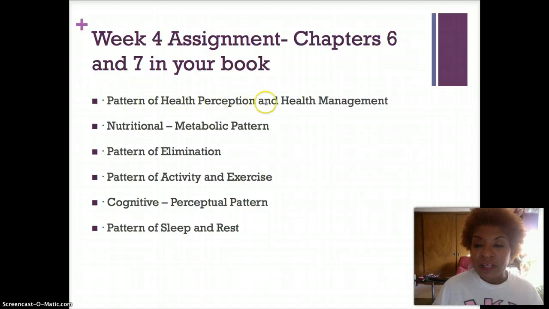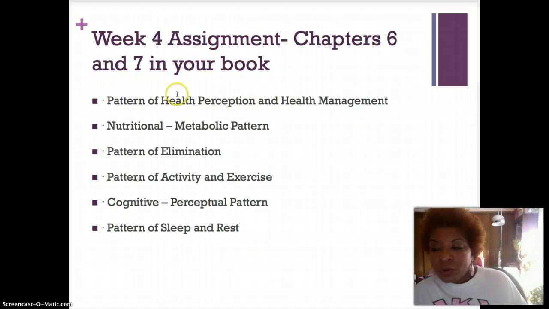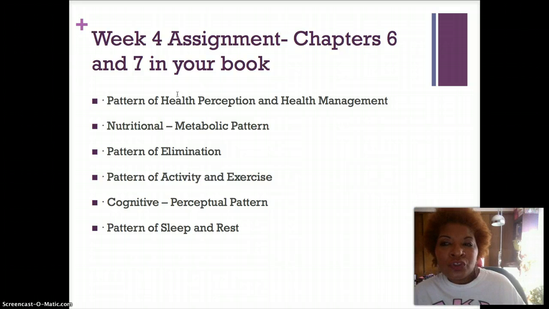For example, related to the pattern of health perception and health management, a question you might ask a family is, tell me, what does health mean to you? When you feel healthy, how do you define that? For some people, it might mean I can just go to work every day. For some other person, to be healthy might mean to feel like I don't have any pain today.